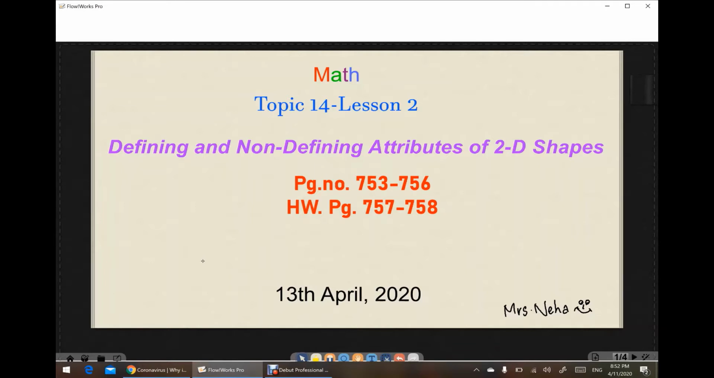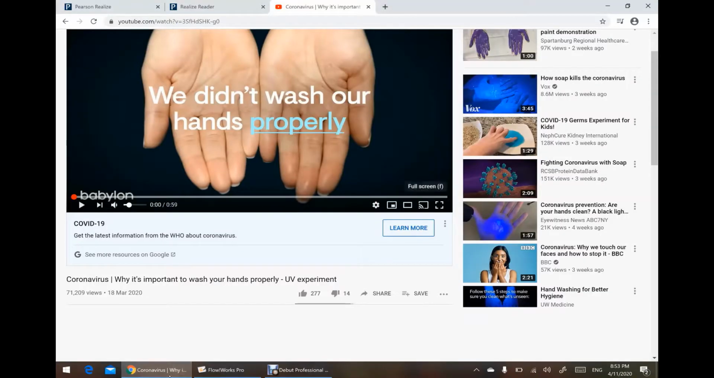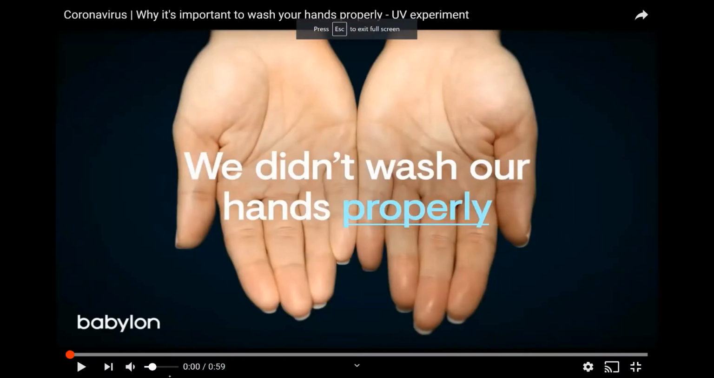So today we will continue with our next lesson, topic 14, lesson 2, defining and non-defining attributes of 2D shapes. Page numbers are 753 till 756 and your homework pages are 757 till 758 and today is 13th of April 2020. So before I start with this lesson, let's watch a video that asks, are we washing our hands properly?